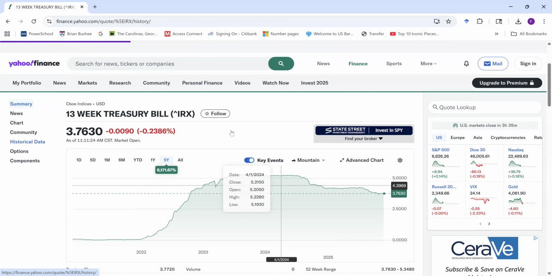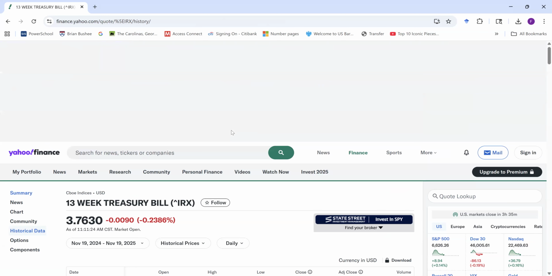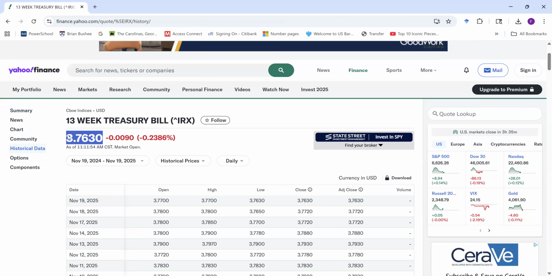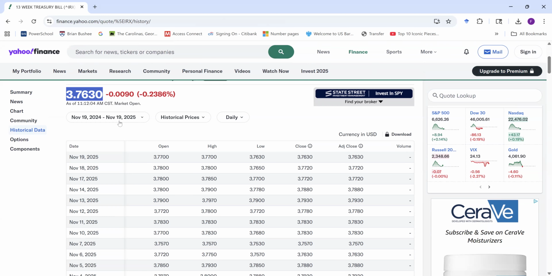I'm not gonna do this now, but I'm gonna highlight that you need to be careful when dealing with it because the values are not represented as percentages or in their decimal form. So when you have 3.763, it's actually 0.03763 or 3.763%.